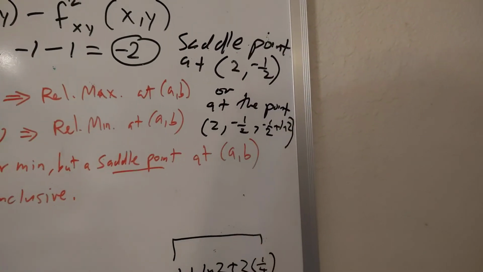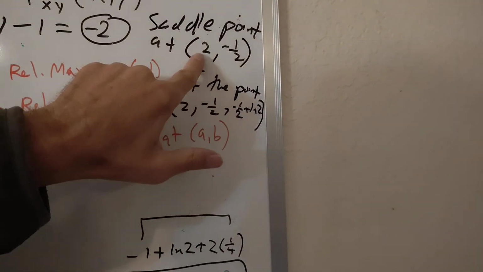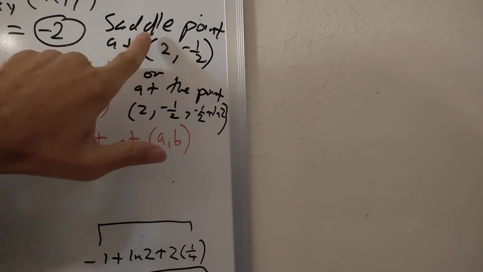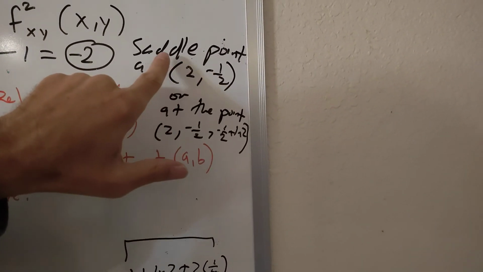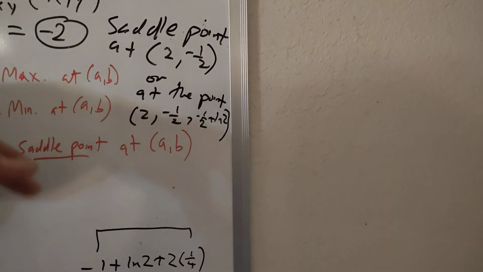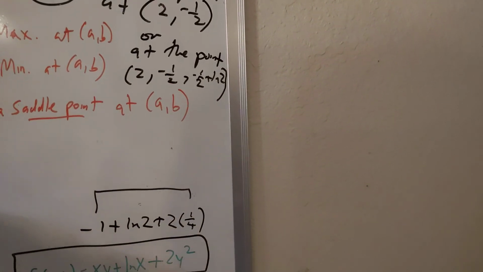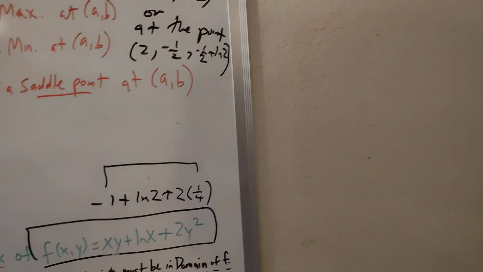Depending on what the directions say, usually this is good enough. Just say at this critical point, that's where the saddle point occurs. And by the way, what is a saddle point? It means it's not a relative max, it's not a relative min. In other words, there are points in the area that are higher and lower than that saddle point. Okay, so we're done.